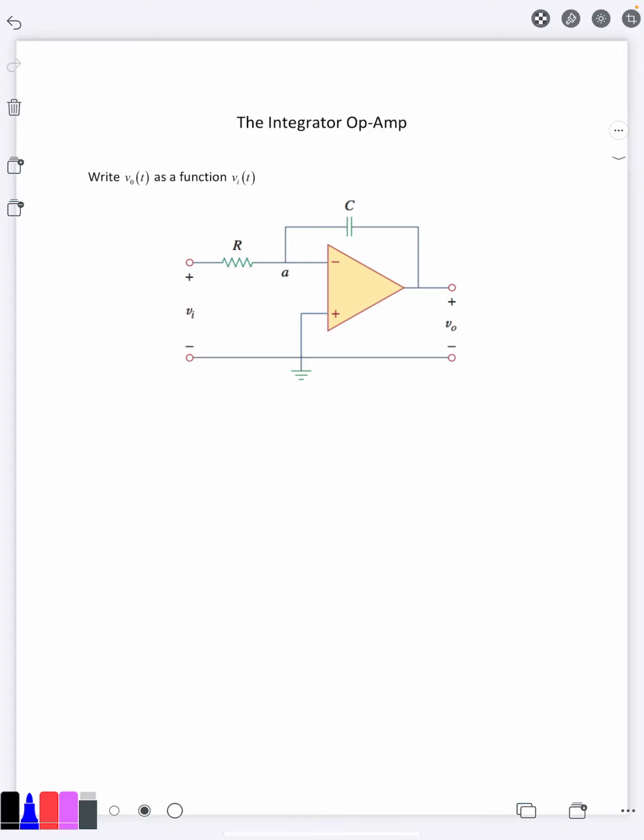So we don't have any specific values for my resistor and capacitor. We don't have a specific value for the input voltage VI. So we're just going to try to find the output as a function of the input.